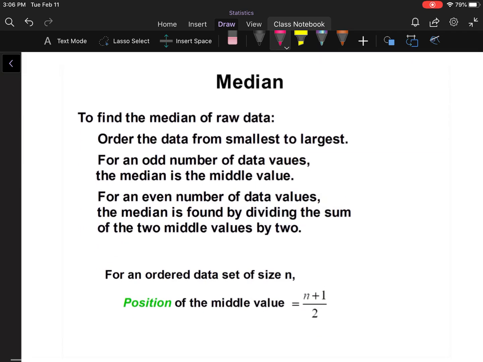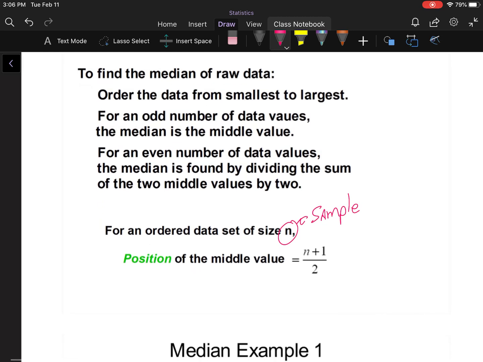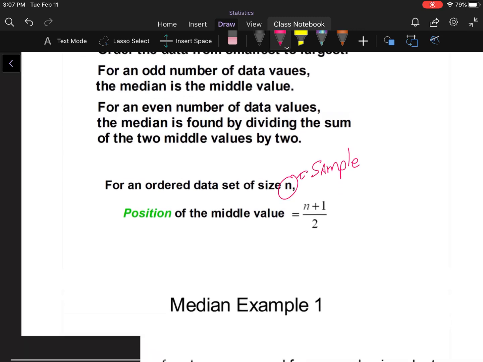Okay, so here we go. You got your median, like I said. You're going to order from the smallest to the largest. For an odd number of data, the median is in the actual middle. For even, you might have a number that's not in your data, or it's the average of the middle two. For any data set n, so whenever you see this lowercase n, that means that you got a sample set there. The position of the middle number is n plus 1 divided by 2. So if I've got 5 numbers, 5 plus 1 is 6, 6 divided by 2. The third number in should be my middle number.